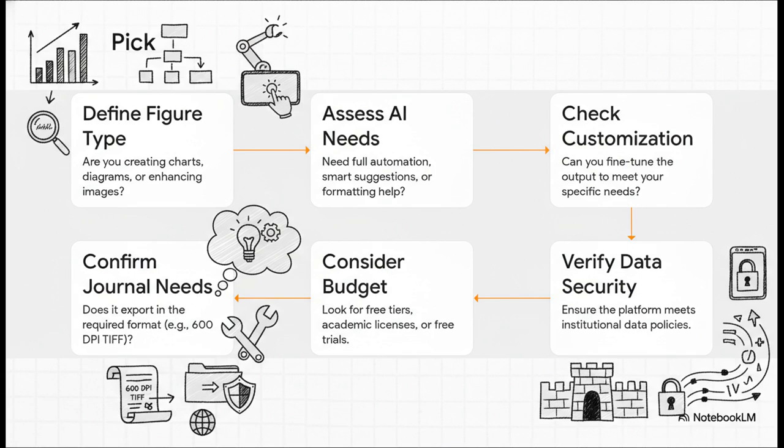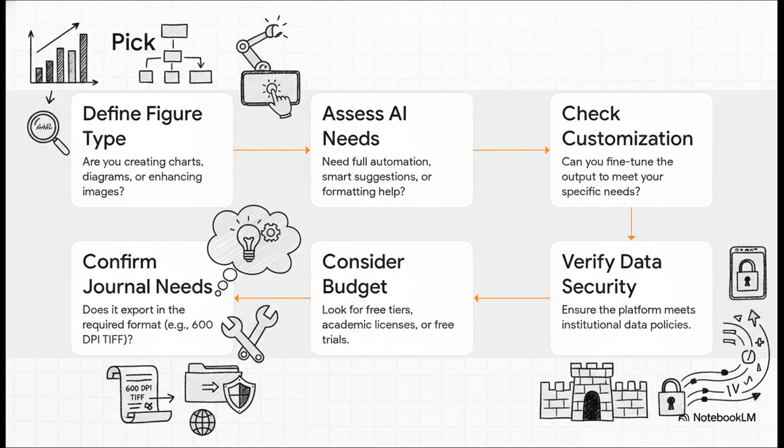Next, step 3, check the customization. Can you actually get in there and fine-tune the output so it looks exactly how you want it to? Now for the really important practical stuff. Step 4, and this is a big one, verify the data security. Make sure the platform is compliant with your institution's privacy policies. Step 5, of course, is to consider your budget. Look for those free tiers, academic licenses, or at least a trial you can play with.